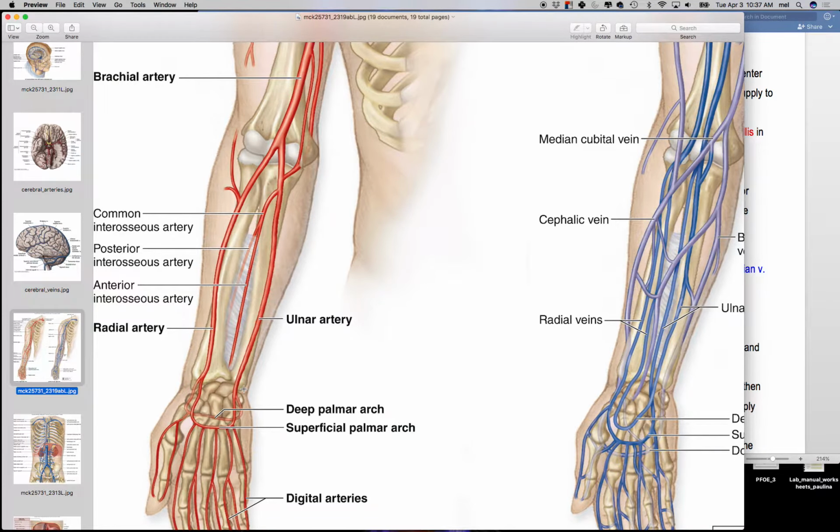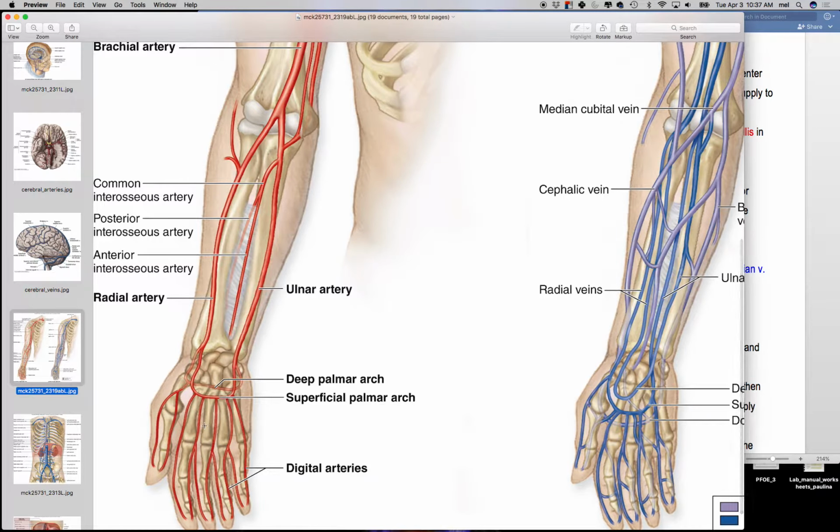Exactly. And then when you get down to the hands, what happens is you have two arches. One's deep and one's superficial. I don't make you distinguish between the two of them because A, they're really hard to dissect out in the cadaver, and B, it's really hard on a 2D black and white test for you to tell which one's deep and superficial. But let me just tell you, there are two arches, yeah? And they are anastomoses between the radial and the ulnar arteries, yeah? And then they give rise to the digital arteries that supply the rest of your hand, yeah?